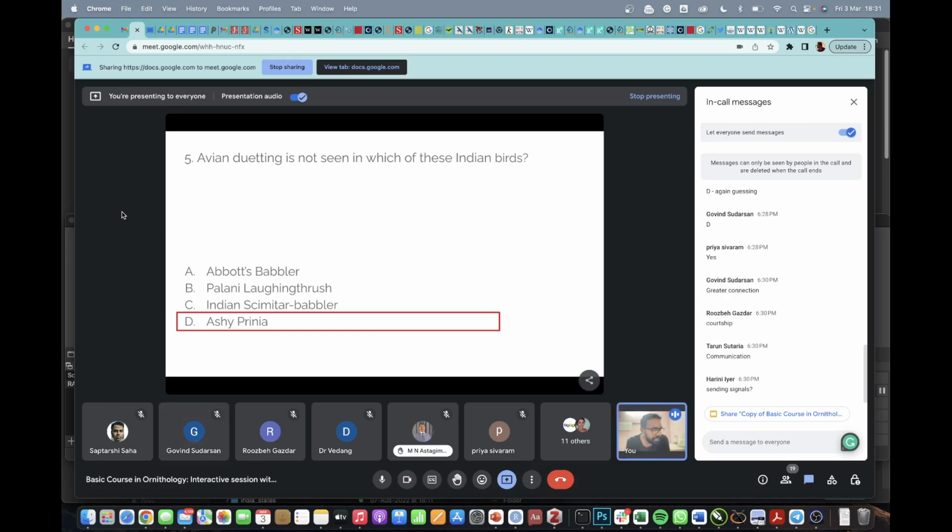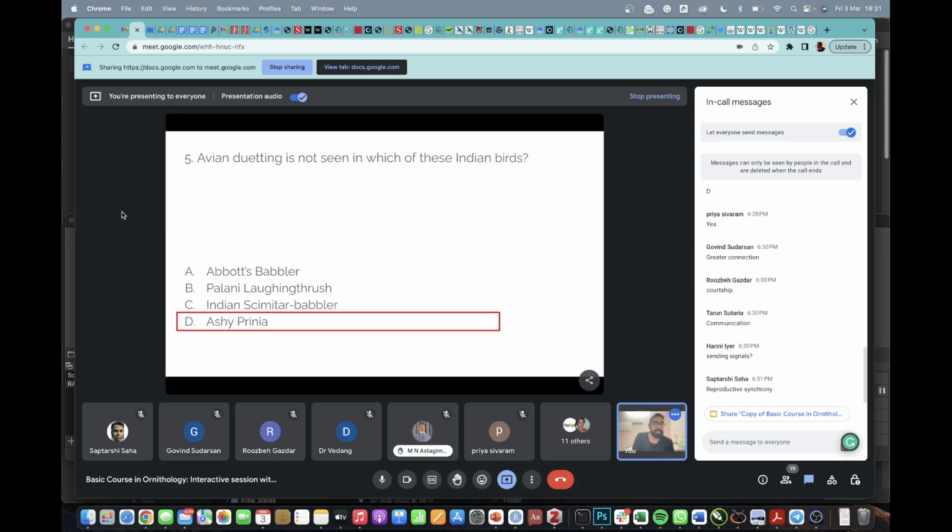Yeah, so the technical term for it is pair bonding, where the pair gets to know where the other part of their couple is. If the male has gone a few meters ahead, then in a dense forest they'll exactly know where the other partner is. That's one of the reasons for avian duetting.